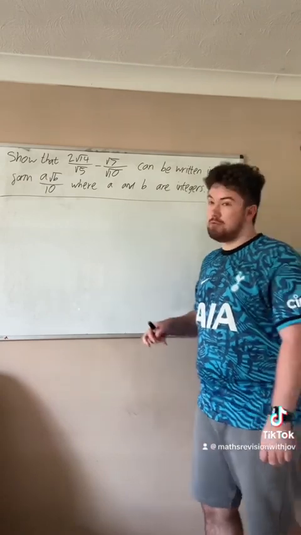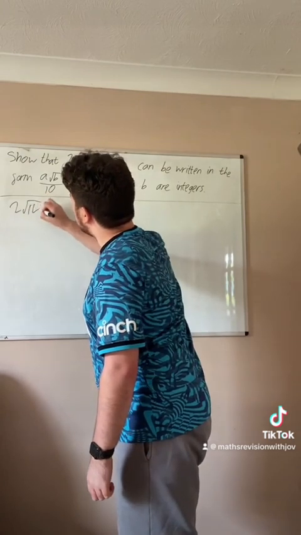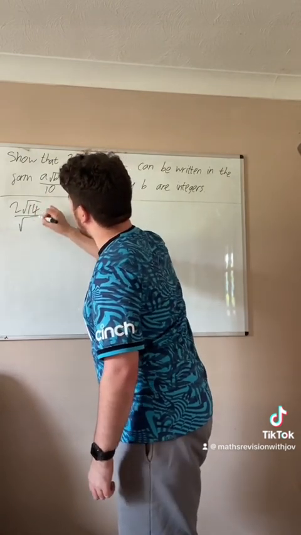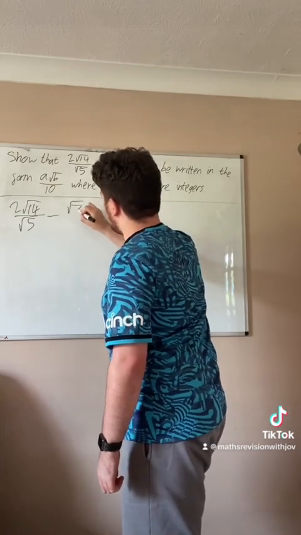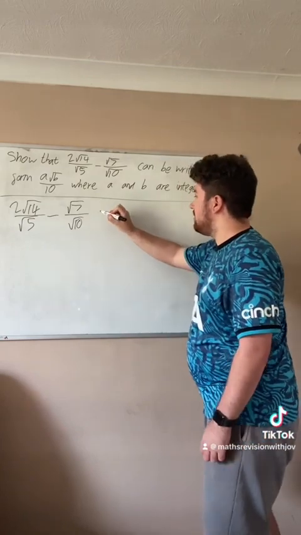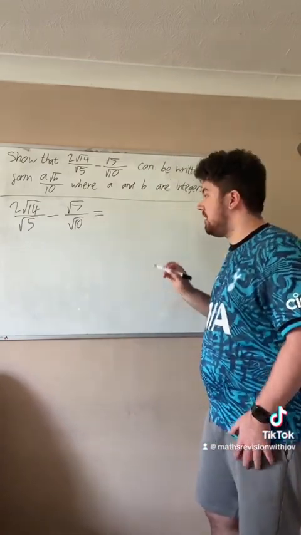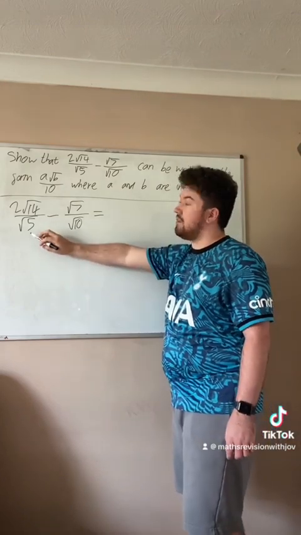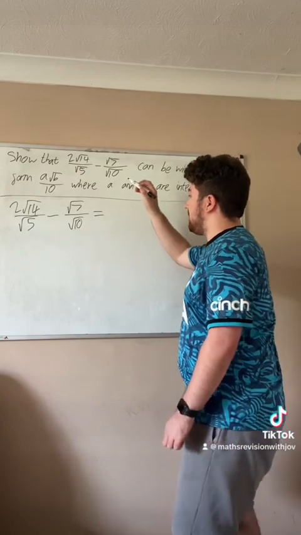Now the first thing we want to do is write out our expression. So that's 2 times the square root of 14 divided by the square root of 5, subtract the square root of 7 divided by the square root of 10. And we can set that equal to, well, the first thing we want to do is make this square root of 5 on the denominator here rational. And we can do so by the following trick.